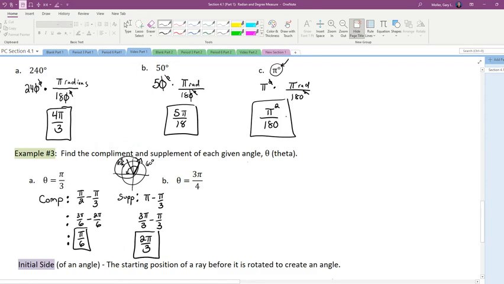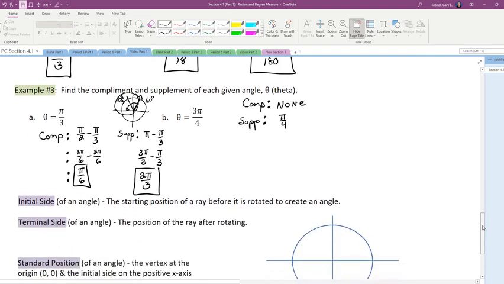The complement of 3 pi over 4 does not exist because 3 pi over 4 is greater than pi over 2. The supplement would simply be pi over 4. Because how many more pi over 4s to get to 4 pi over 4? A pi over 4. You could do the math and subtract, but honestly, just thinking about it gets you there quicker. All right, we're getting close to being done.